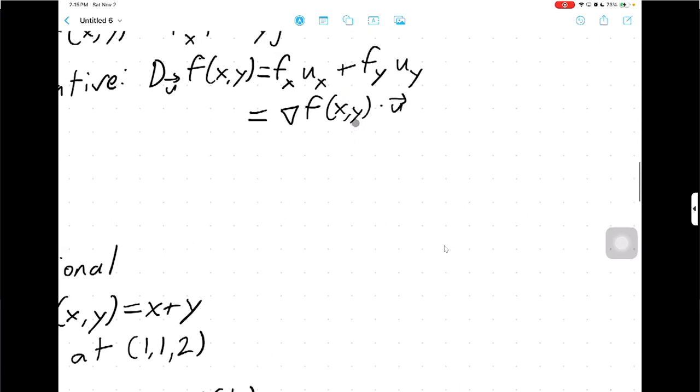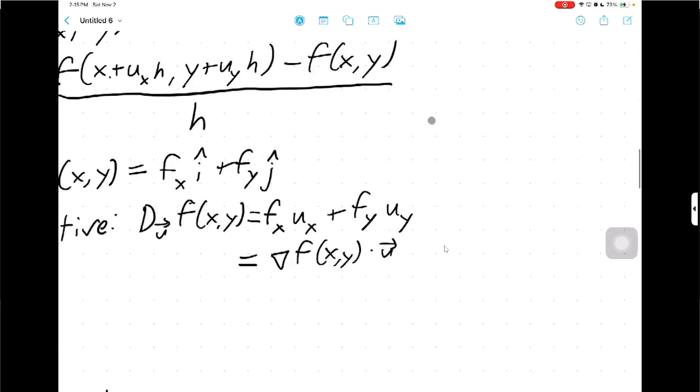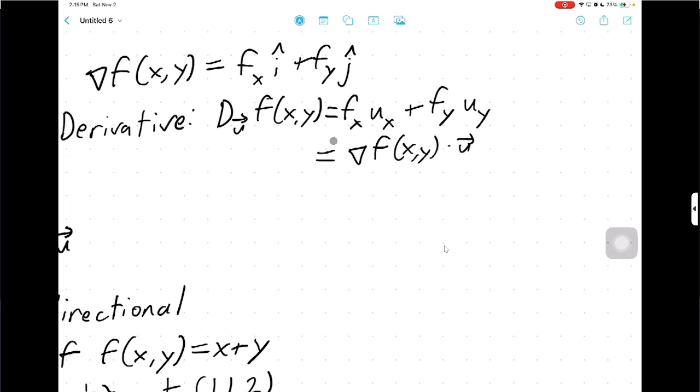Alright, know the relations between the directional derivative and the gradient. I already did that: the directional derivative from the definition, or from the gradient. We already have that. Understand the properties of the gradient and how this corresponds to this.